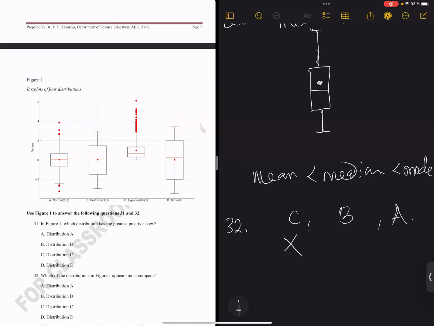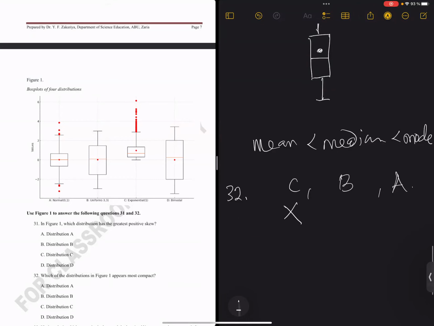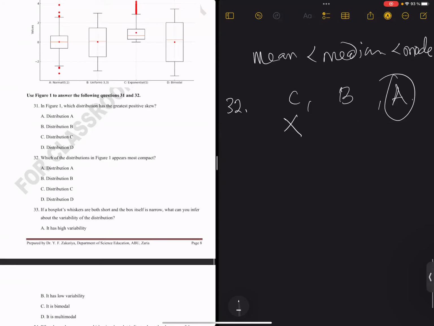Can you see that? Because look, the mean is equal to the median in the first distribution. Do you see that? The line is inside the box. That means the mean is equal to the median, and the lengths of the whiskers are equal. So that shows that this is normally distributed. So the correct option there is option A. Take note, please.